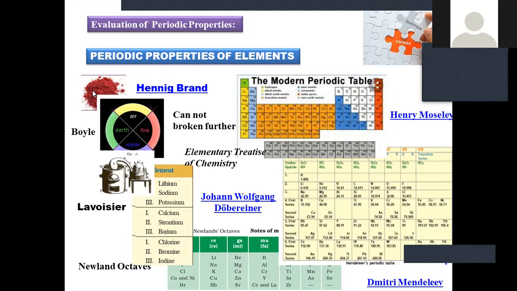This is the entire classification of properties of all the elements. The first discovered element in chemistry is phosphorus. Among all the elements in the periodic table, so many elements are well known to us. These are the entire periodic table elements, which are arranged in a certain manner. It's very simple to identify the individual properties if it is arranged in this manner, right?